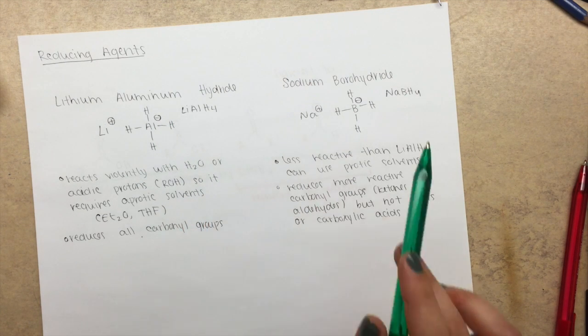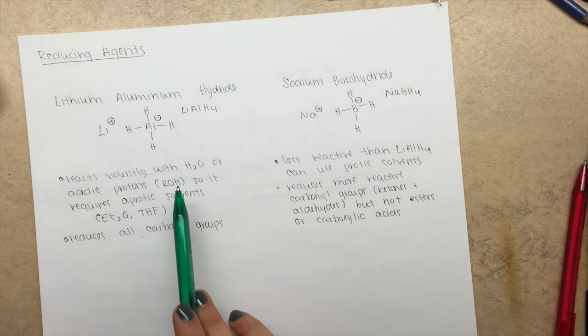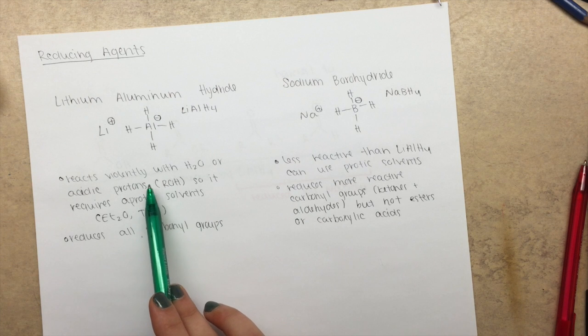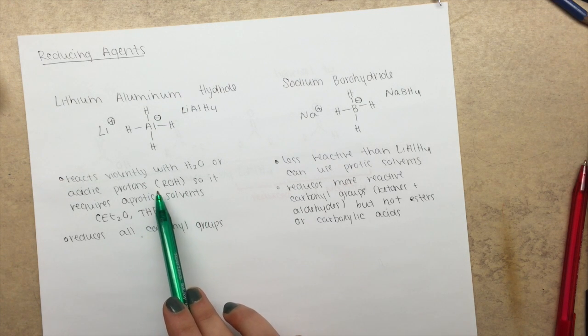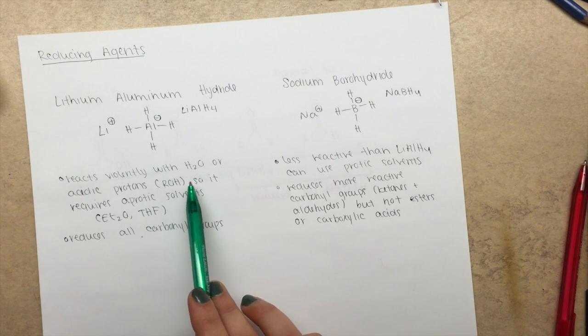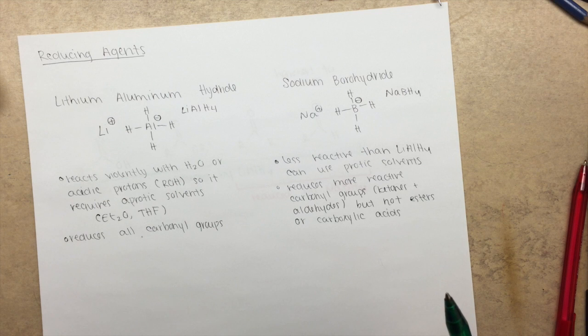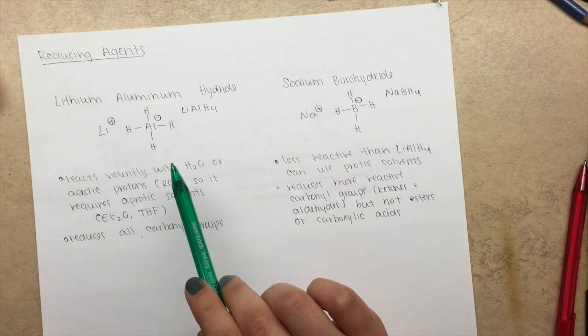So lithium aluminum hydride is LiAlH4, and lithium aluminum hydride is the more reactive of the 2. It reacts very violently with water or any acidic protons, so any ROH, whatever alkyl chain R you have, it doesn't matter, but anything where you have an oxygen-hydrogen bond, it would react very violently with the OH group. And so because of this, it makes this compound a lot more difficult to work with.